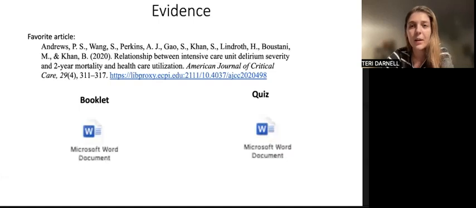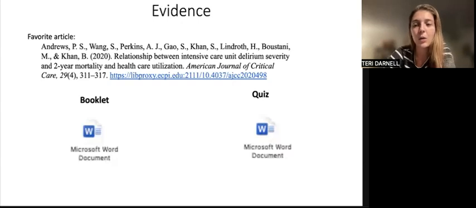Here I've provided my favorite article that I resourced a lot throughout my project. It goes into detail on what ICU delirium is, what the mortality rate is, and how to assess and treat it. I also added the booklet that was made and handed out to the staff members who attended the huddle, along with a quiz that was handed out afterwards. You are more than welcome to click on them and see what they are.